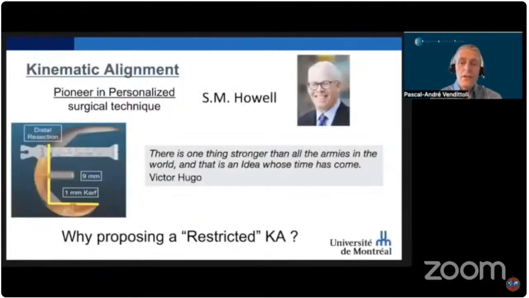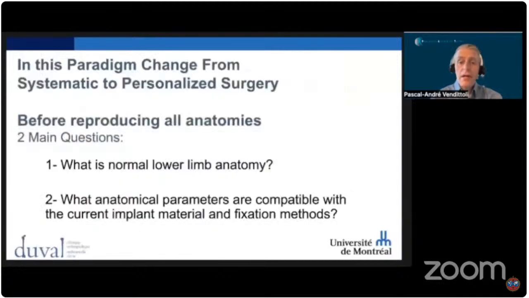In 2011, Stephen Howell convinced me right away that resurfacing of the knee joint was the solution to improve my patient outcomes. His KA is a true revolution for knee replacement surgery. So why did I propose the restricted kinematic alignment? In this paradigm change from a systematic to a personalized surgery, before reproducing all anatomies, two main questions need to be answered. First, what is a normal lower limb anatomy? Second, what anatomical parameters are compatible with the current implant material and fixation methods?